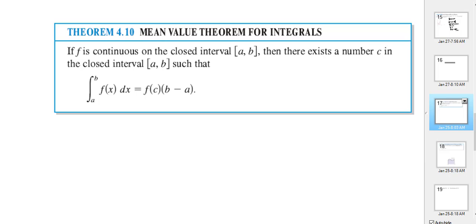Then there exists some number c, which we're not going to tell you how to get just yet, on the closed interval a to b, such that the integral from a to b of f of x dx equals f of c times b minus a. So what does this look like graphically?